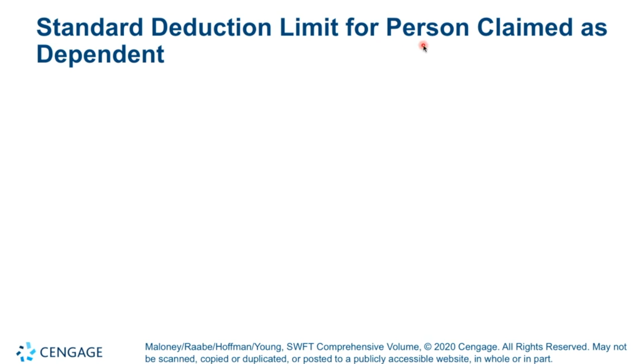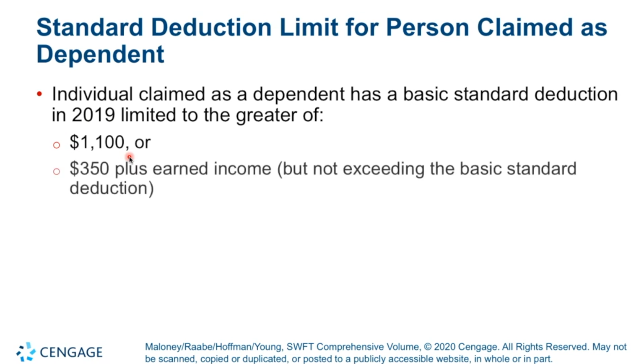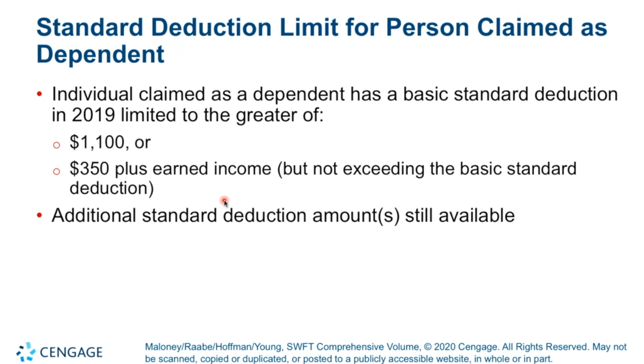And the one other situation where a standard deduction might be different is a dependent, a child that has a lot of income that they didn't work for. So an individual claimed as a dependent has a basic standard deduction in 2019 limited to the greater of $1,100. And remember, this is a child with income, so this is passive income, or $350 plus earned income, because this is limiting families from putting their investments into a child to reduce the amount of taxes that are paid on their income.